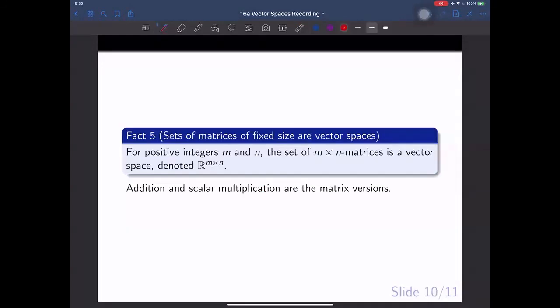We can also consider the set of all matrices of the same size. I can add two m by n matrices and get another m by n matrix. I can multiply a matrix by a number and get a matrix of the same size. So this is another world where we can do addition and scalar multiplication. So it is a vector space. The set of matrices of any fixed size is a vector space.